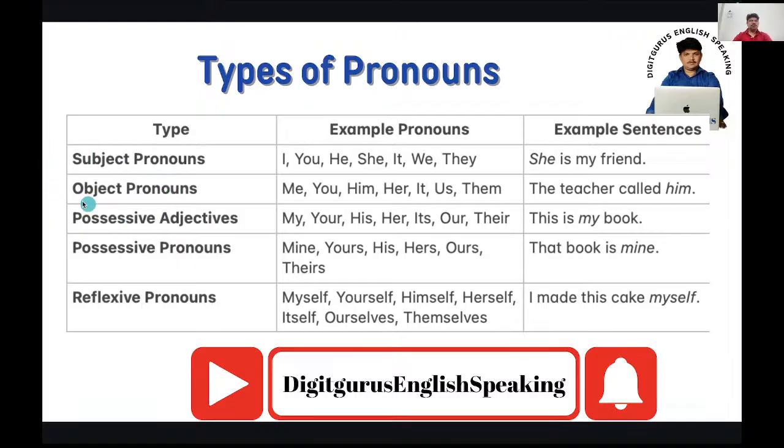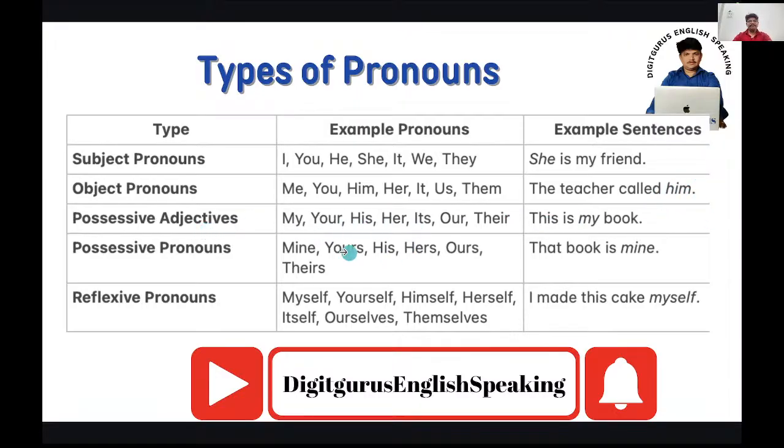We use object pronouns when the pronoun receives the action. I mean to say, an example is: the teacher gave me a book. Here, me is an object pronoun because me is getting the action. In this example, the teacher called him, him is getting the action, therefore receiving the action. Therefore, it is an objective pronoun.